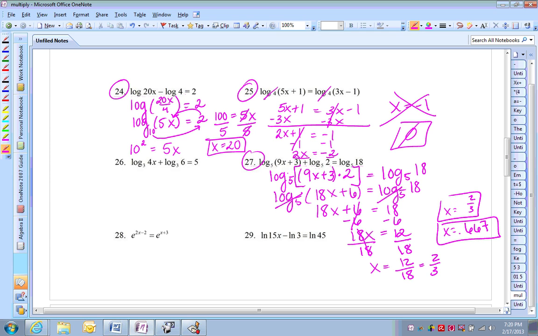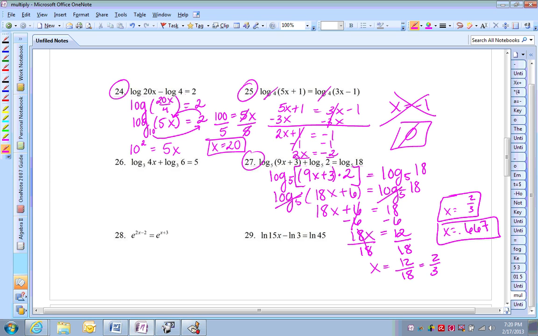The biggest mistake I saw was that y'all started scratching out the log base 5s, and then what you ended up doing was adding 2 to 9x plus 3, which was not the case. You need to multiply 9x plus 3 and 2, not add them together.